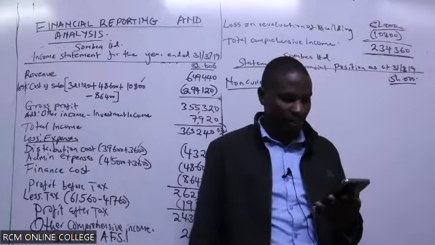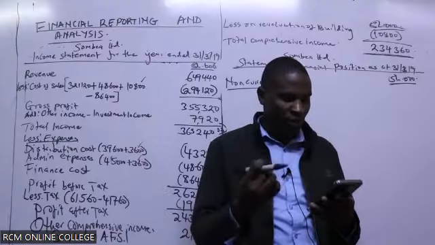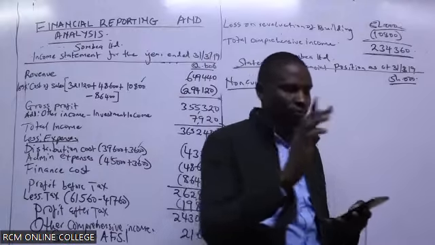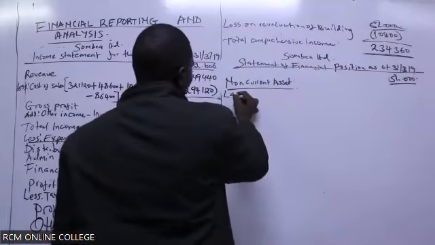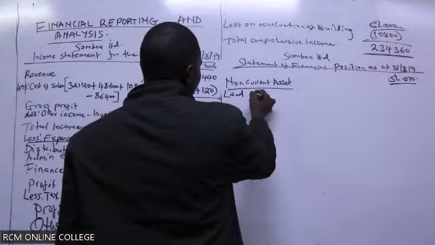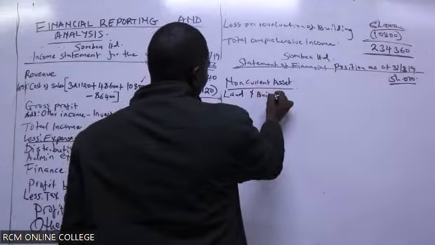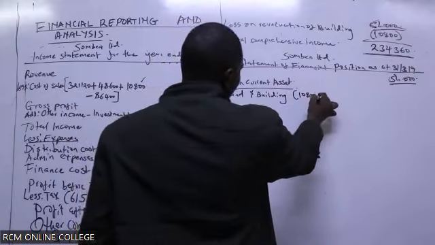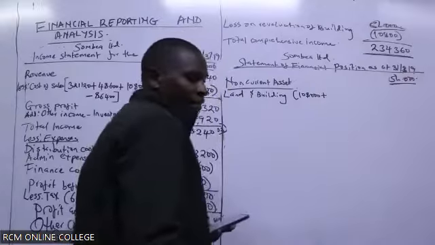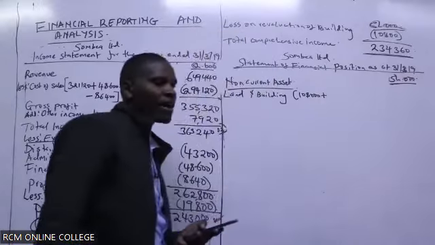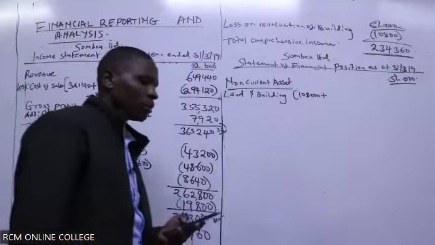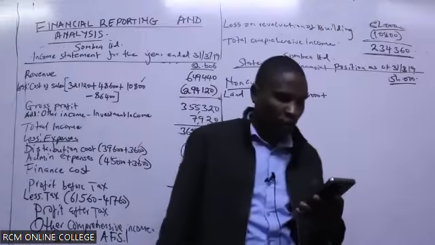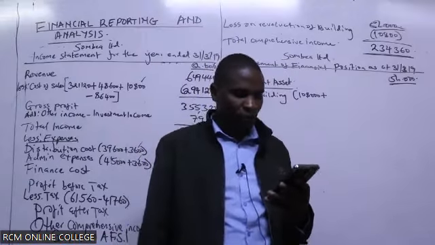Non-current assets. Tunaangalia kwamba tuko na nini? Tuko na land and building. But between the two, there was one which was revalued. So land was 108 million plus building. We take the revalued amount to the balance sheet. What was the value of the revalued amount?